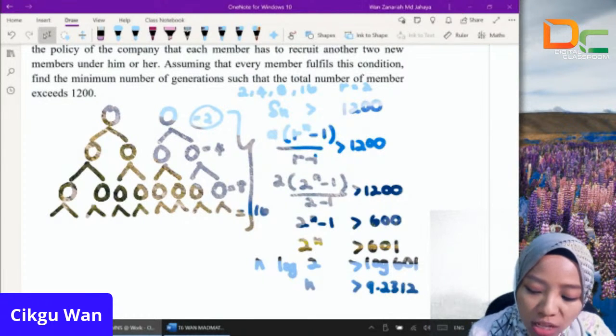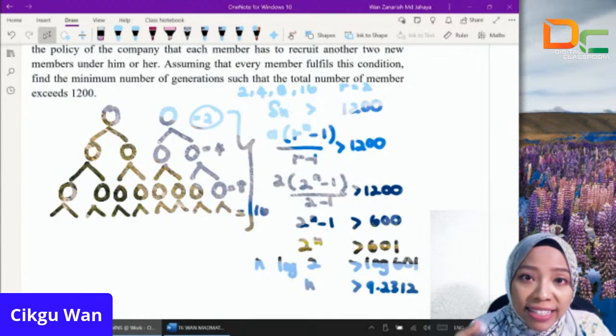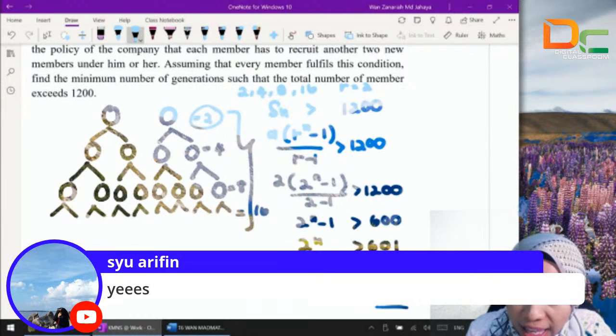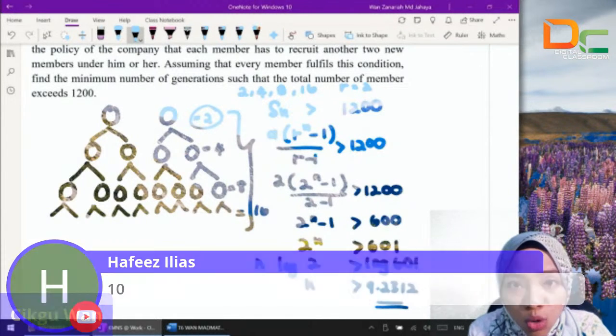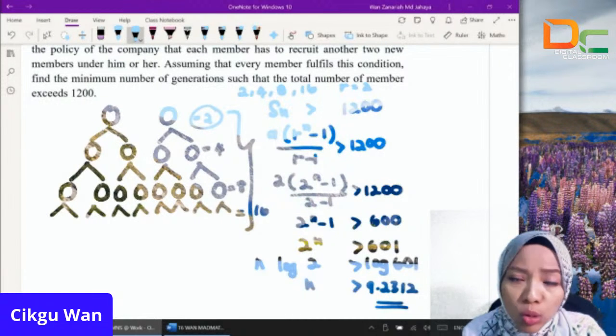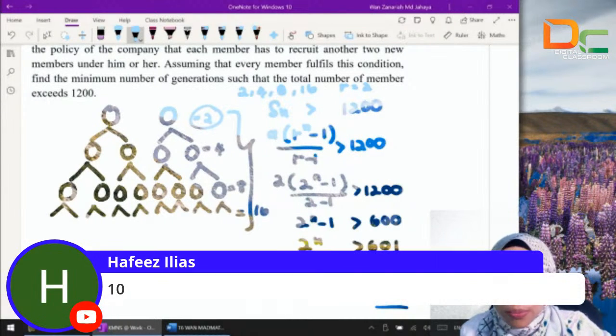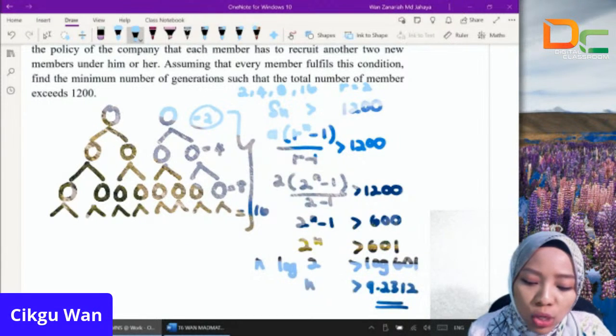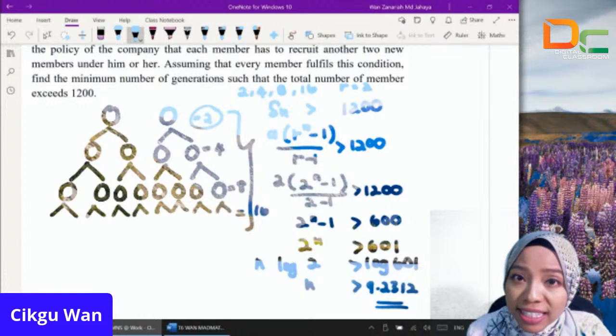So dia memerlukan 9 generation ke 10 generation? Kalau 9 cukup ke tak? 9 tak cukup sebab dia dah kata n mesti lebih besar daripada 9.2. So 9 tak cukup. So the 10th generation barulah dia mencapai total number of member exceed 1200.